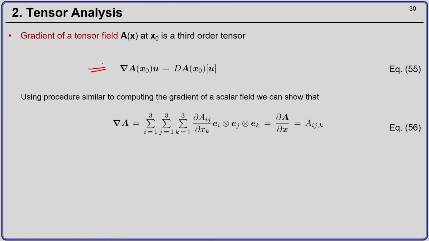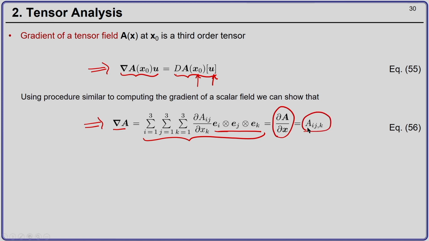It is defined as the gradient of a tensor field A evaluated at x 0 in the direction u is the directional derivative of tensor field A evaluated at x 0 in the direction u. You can show that the gradient of A is given by this expression over here. Now there are 3 base vectors, so it is a third order tensor. In direct notation you have del A by del x, or in indicial notation you have A i j comma k, that is your comma notation.